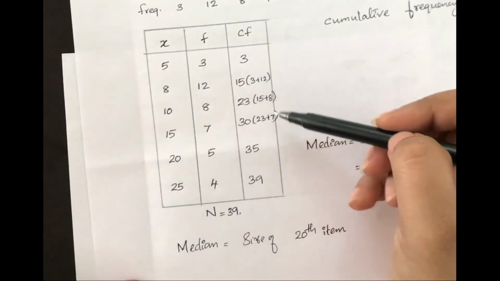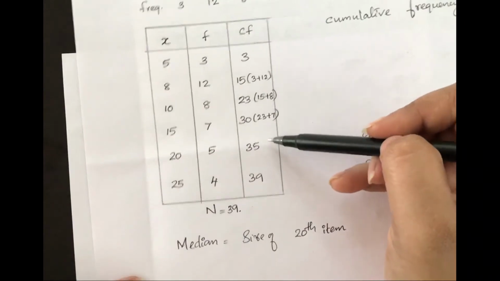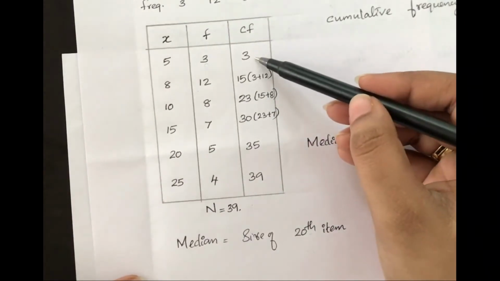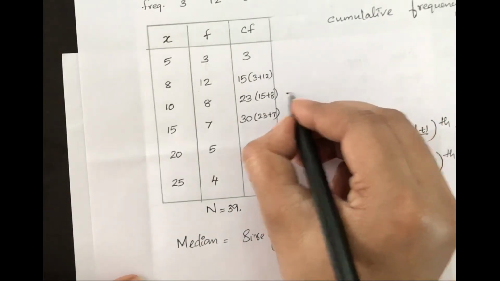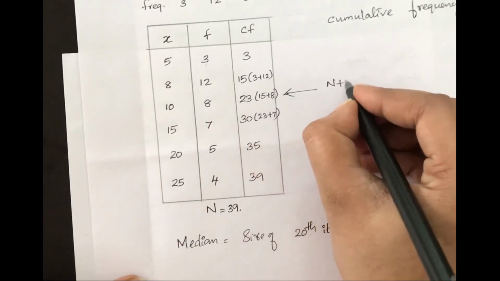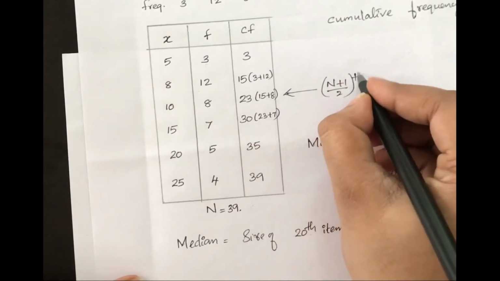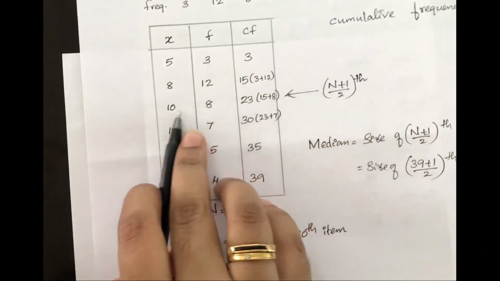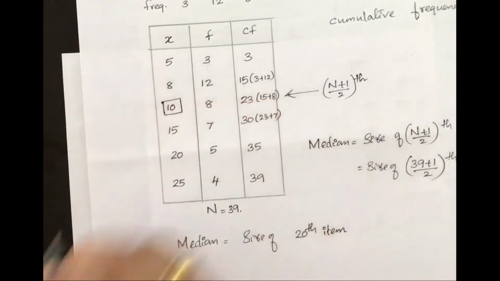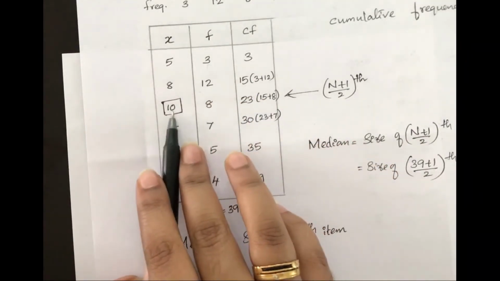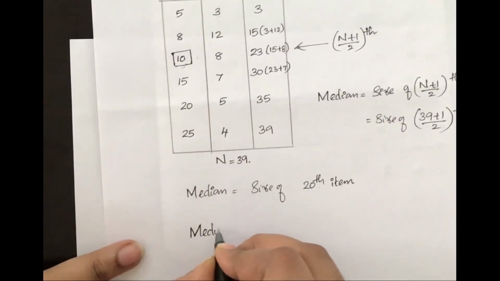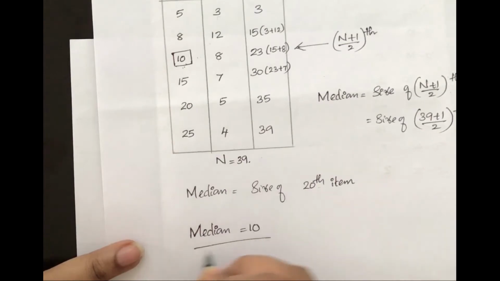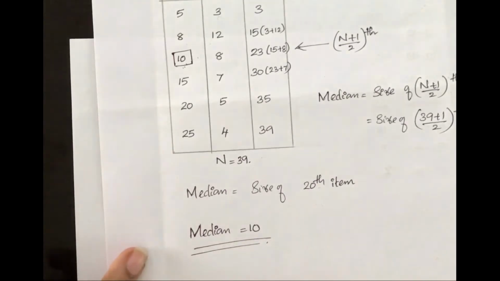Just go through the cumulative frequency column, find out the frequency which first includes this 20. 3, there is no 20. 15 does not include 20. 23 includes 20. So give an arrow mark and write (n plus 1) by 2. And the x value corresponding to this cumulative frequency, that is 10. This is our median. Therefore, median is equal to 10.